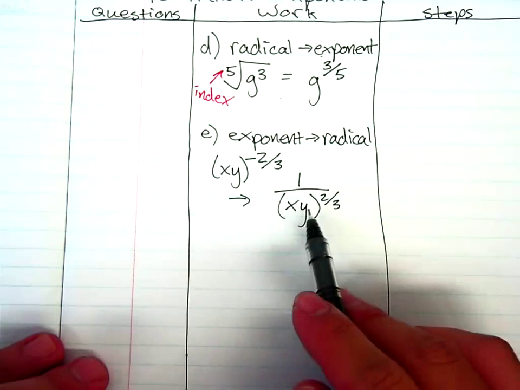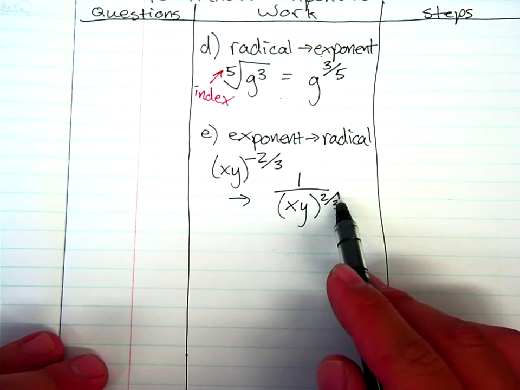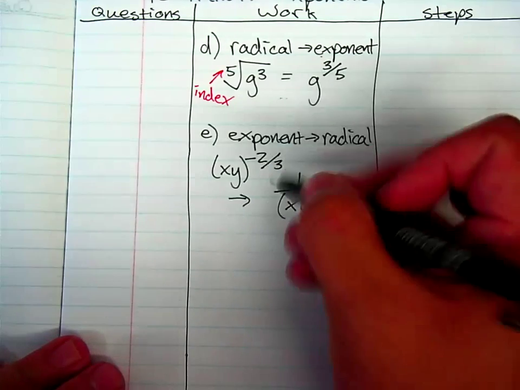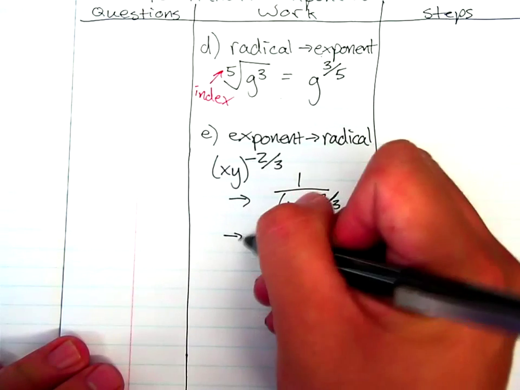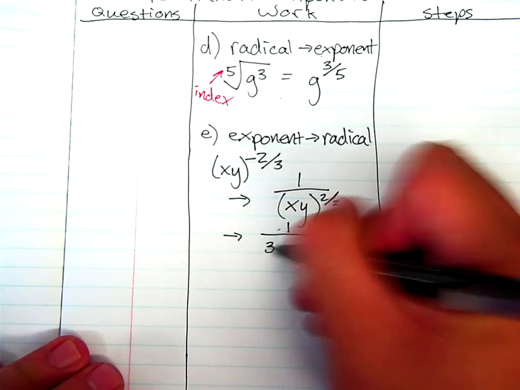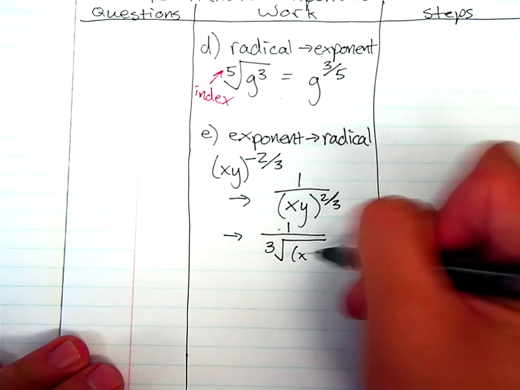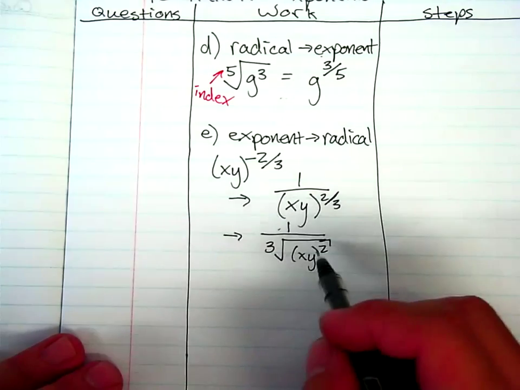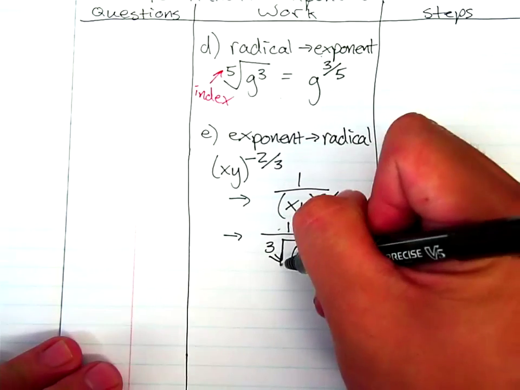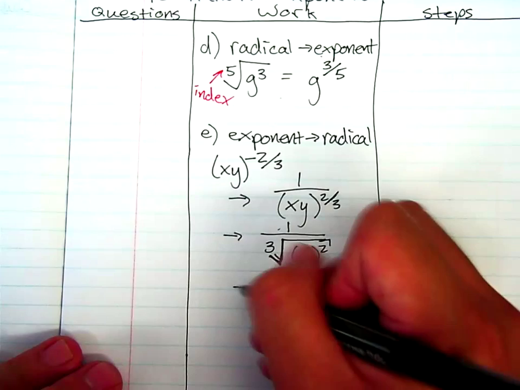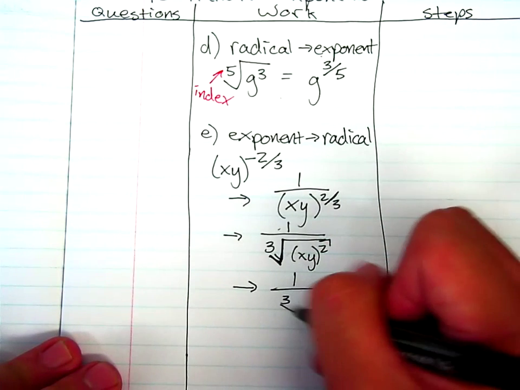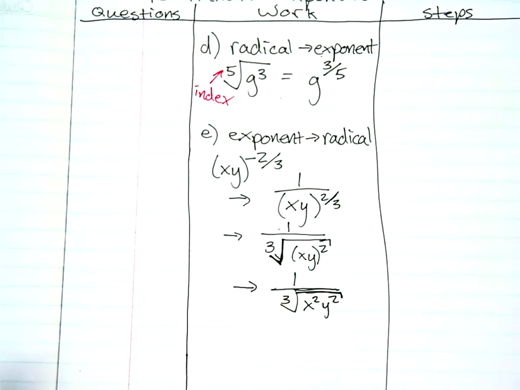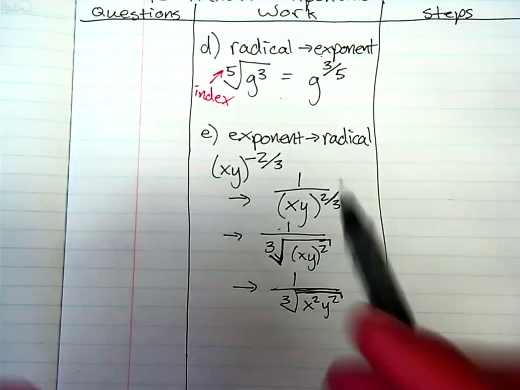Now here we know xy is raised to the second power with a division by 3, which means we're actually taking the cube root. So let's go ahead and get rid of that denominator right now and rewrite this as 1 over the cube root of the quantity xy squared. So we can't simplify anything at this point because it is a cube root and there's only a squared value inside. However, we could rewrite this as 1 over the cube root of x squared y squared. Let me make that a little more obvious. And there we go. That is actually as much as you can do. We went from exponent to radical form.